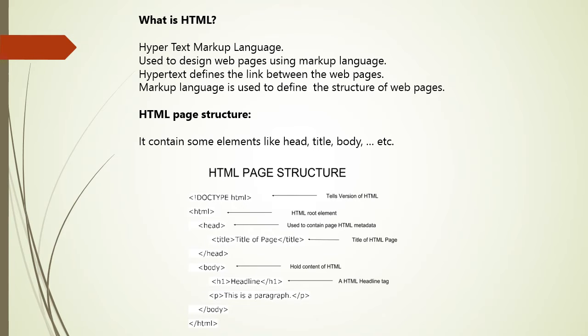So what is HTML? HTML stands for Hypertext Markup Language. It is used to design web pages using markup language. HTML is the combination of hypertext and markup language. Hypertext defines the link between web pages. Markup language is used to define the text document within the tag, which defines the structure of web pages.